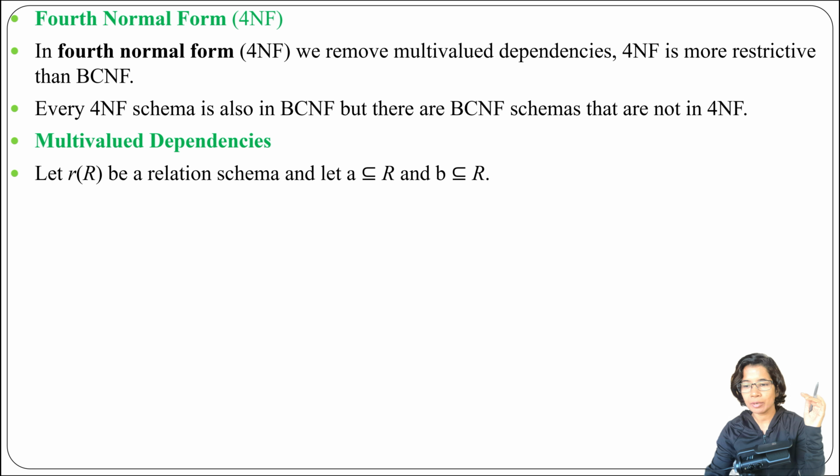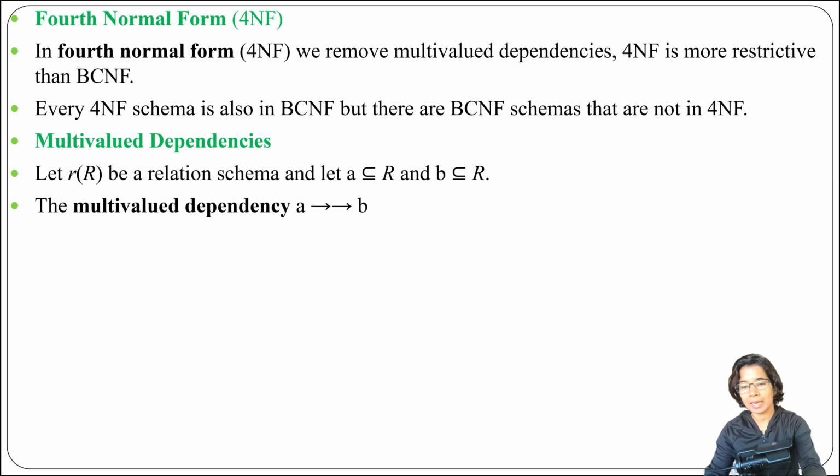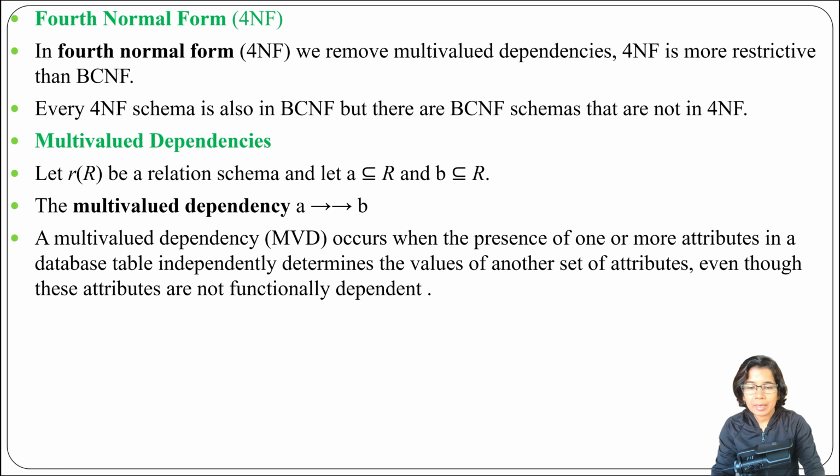What is multi-valued dependency? If A is in R and B is in R, then we can say A implies B is a multi-valued dependency. In transitive dependency, if A implies B, B implies C, then we can say A implies C. A multi-valued dependency occurs when the presence of one or more attributes in a database table independently determines the value of another set of attributes, even though the attributes are not functionally dependent. That is multi-valued dependency.